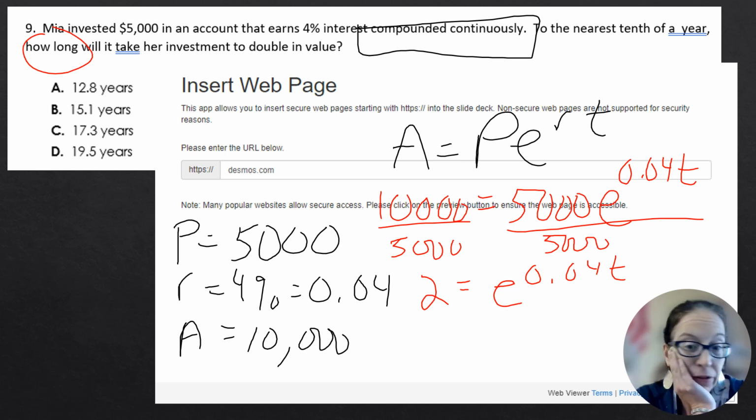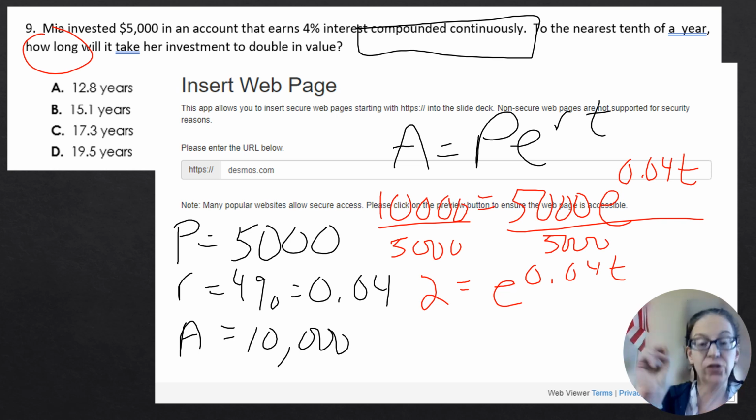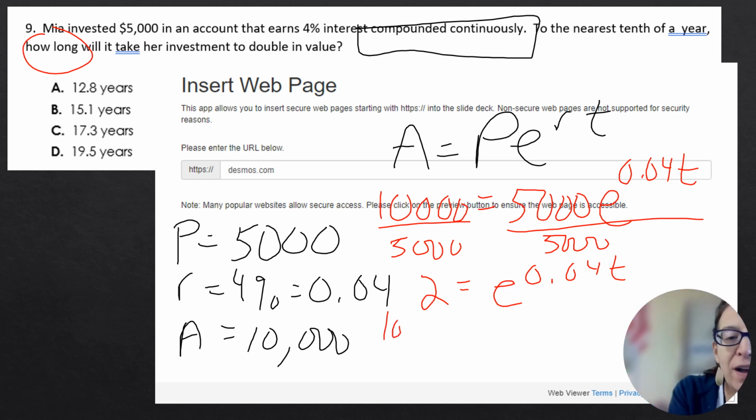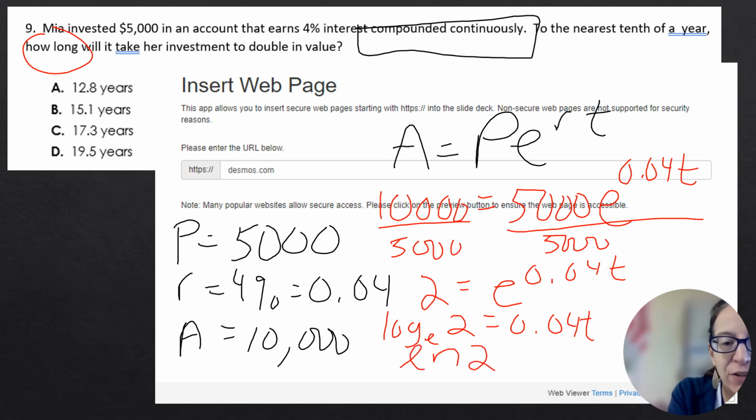I don't know which one applies to you being generic students out there. I taught you how to change the form, partly because that formula is also on your reference sheet. So this would be log base e of 2 is equal to 0.04t. Log base e is just natural log of 2.